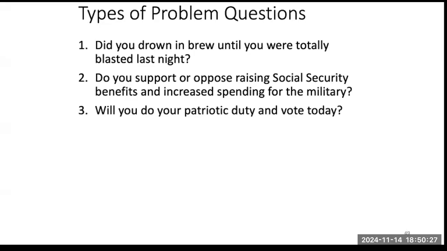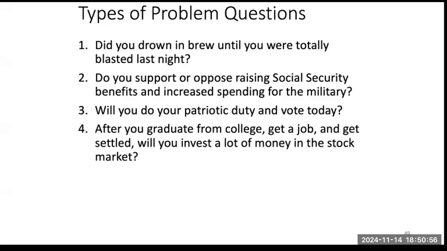Will you do your patriotic duty and vote today? This is not objective because patriotic duty is not specific. Well, it's a loaded word, right? It is, yeah. So it would have been better just to say, did you vote today? But saying patriotic duty, you honed in on it.